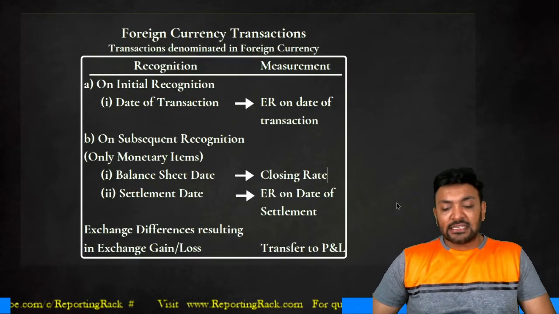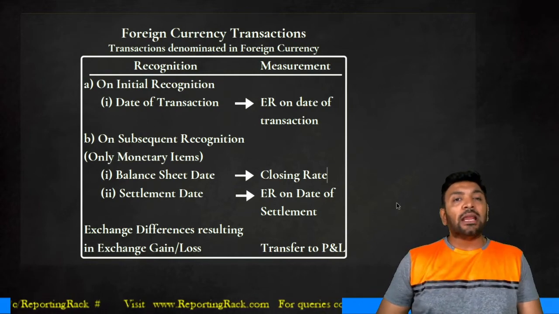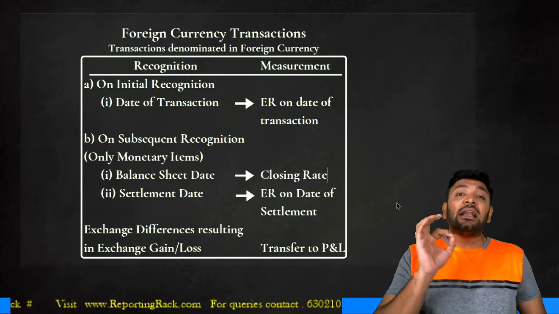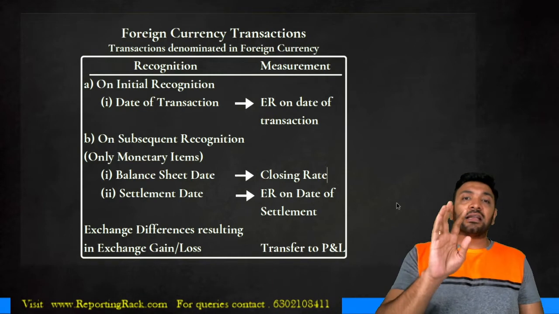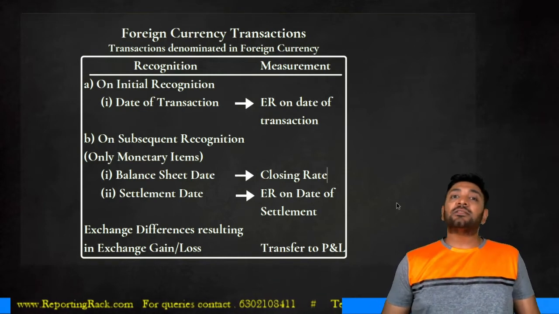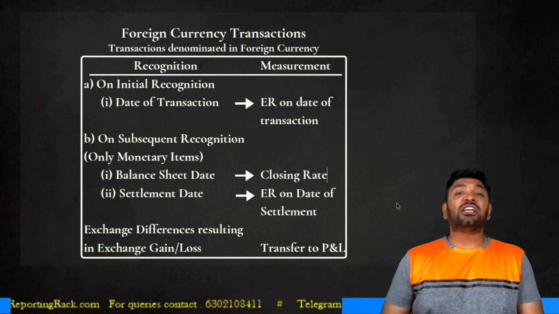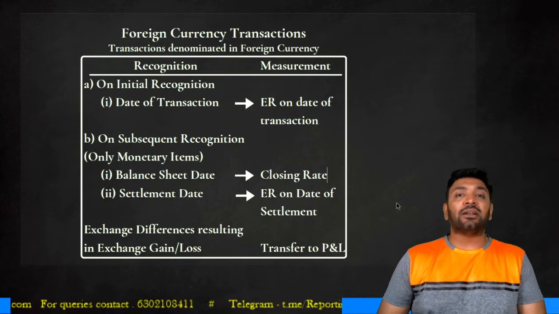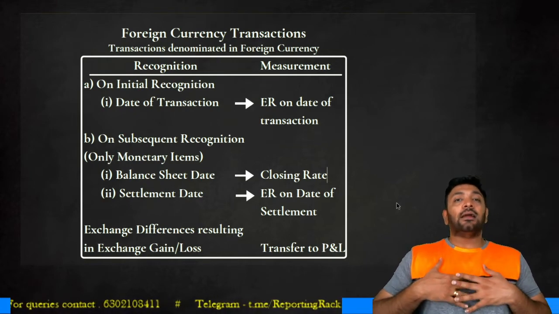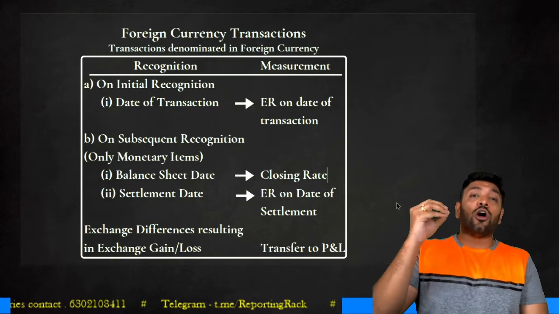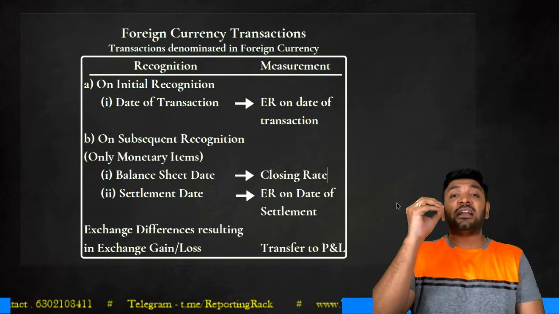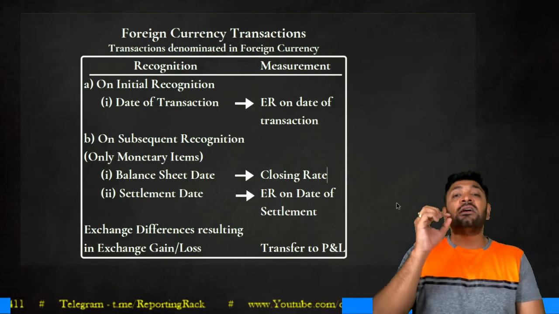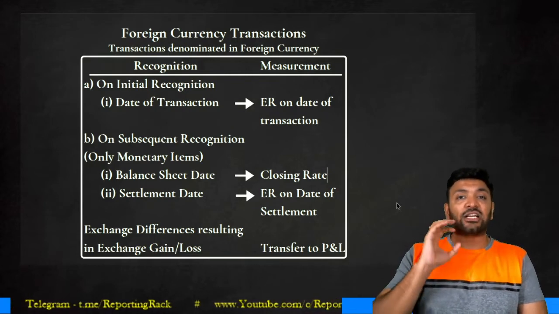First thing, what is a foreign currency transaction? What do you mean by a foreign currency transaction? Any transaction which is denominated in a foreign currency is called a foreign currency transaction. Can you give me some examples? I purchased my machinery from Germany in euro, which is a foreign currency transaction for an Indian enterprise. I am selling my good or a service to the US which is denominated in dollars. Such a sale of a good or a service to the US in dollars can be considered a foreign currency transaction.